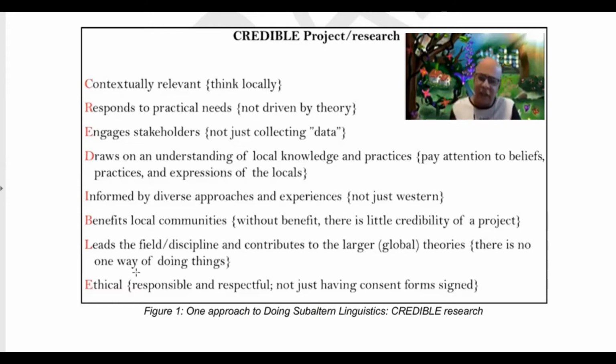If we change our ways of doing education, we can change the way people engage with knowledge, what people do with knowledge, and how people use education. Now, credible is one way of doing it. Why? Because we're engaging stakeholders, not just using them as data sources. In doing this, we're drawing on understandings of both local knowledge and practices. Very important, we need to understand the local. At the same time, we need to be informed by diverse approaches and experiences.